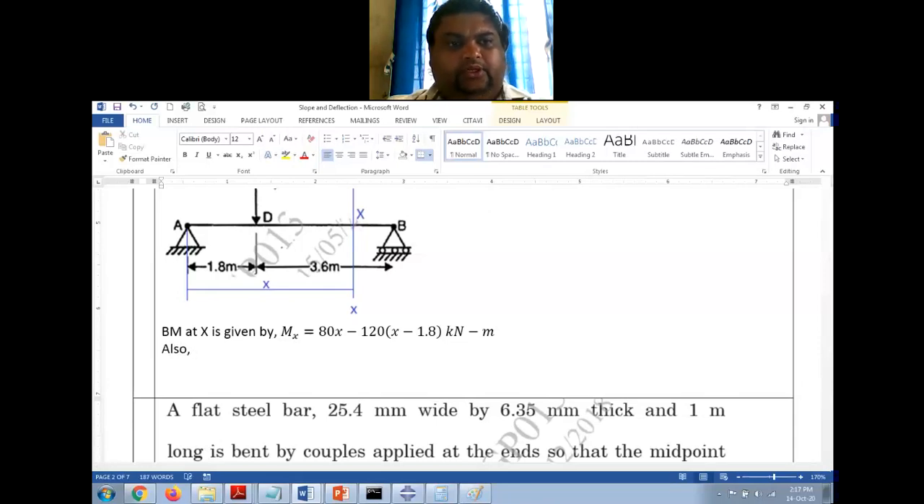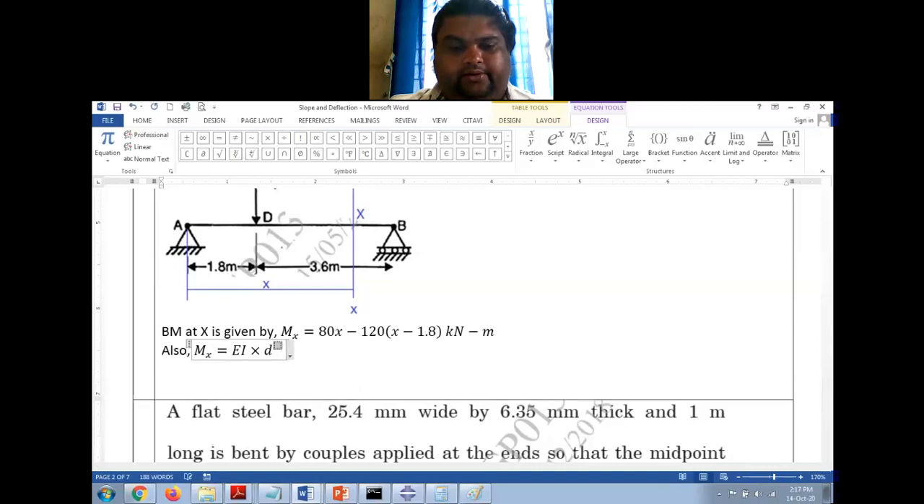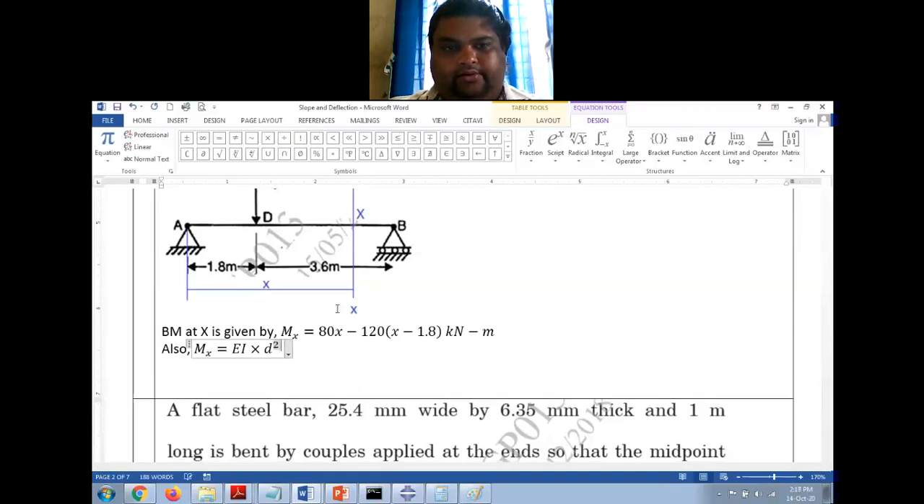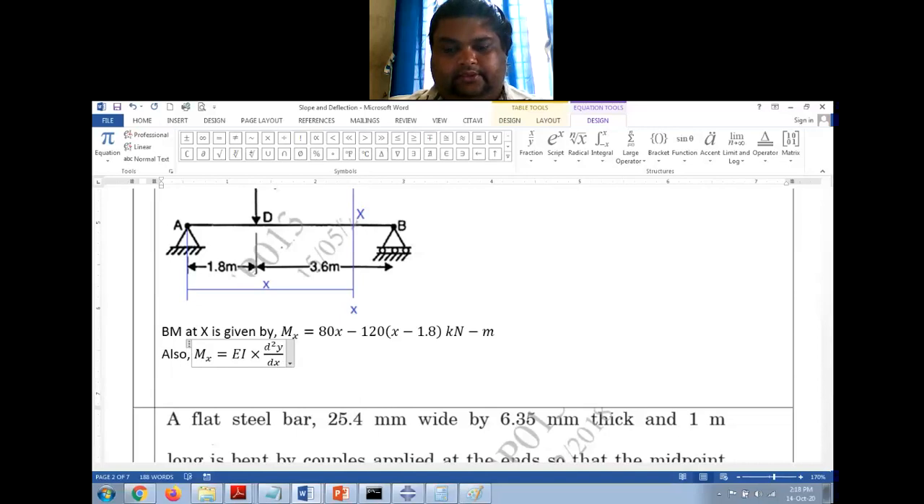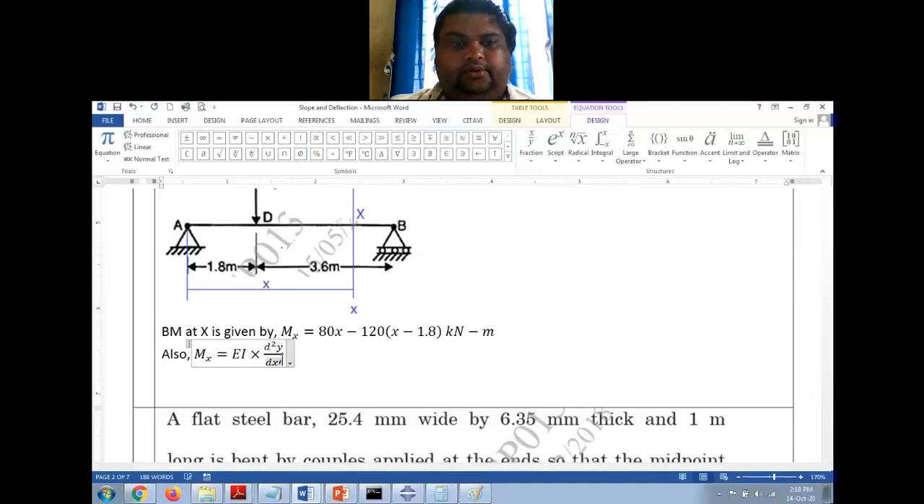Also, we have Mx, bending moment at any point, is equal to EI into d square y by dx square.